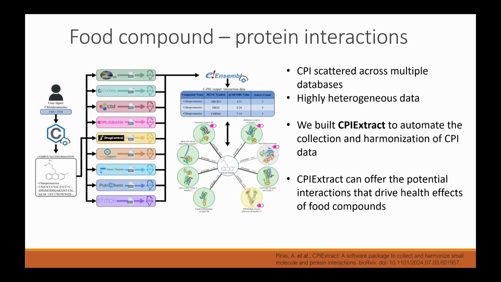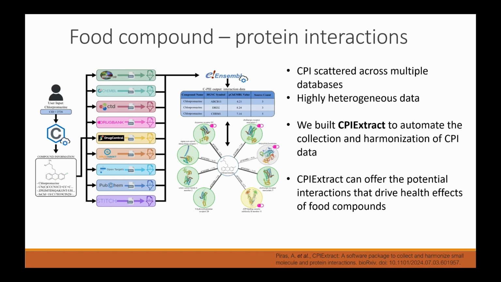And so we developed a package, CPI extract, where we can input a compound and it searches 9 different compound protein databases to extract out the binding information, as you can see on the left. Now, these databases are highly heterogeneous, and the data is highly scattered as well. And so the package is able to automate and harmonize this stuff into a single output for us to use.